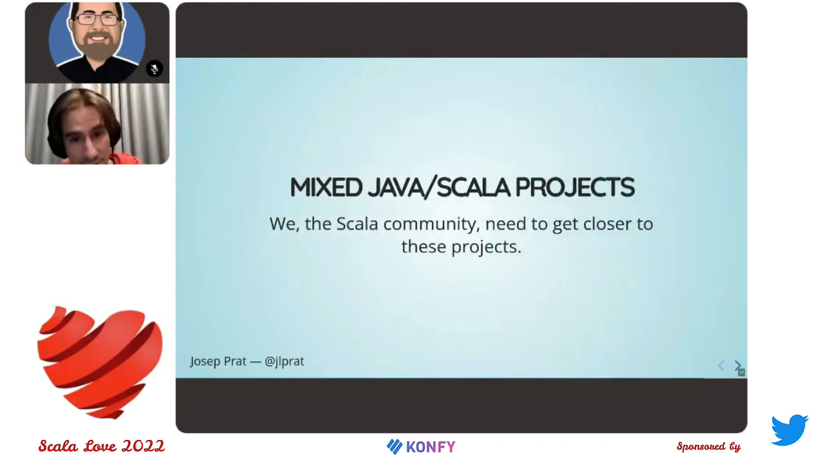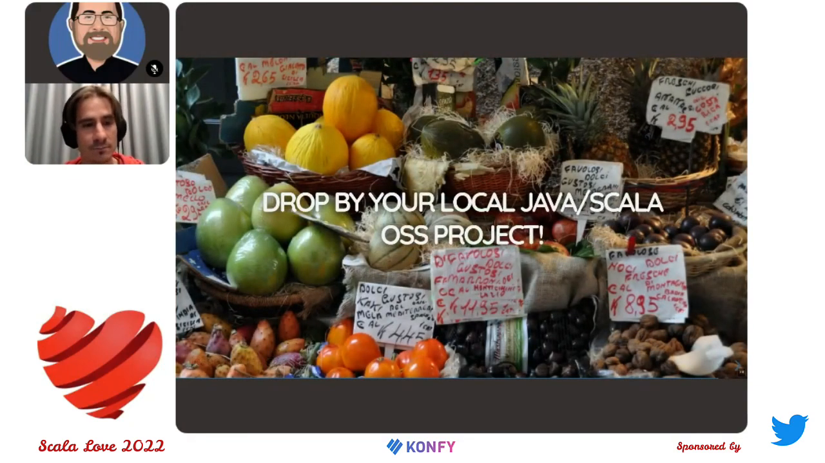And I want to have a word about these mixed Java-Scala projects. Those mixed Java-Scala projects coming to the Scala community might not happen. So maybe we should go to them. Maybe we should try to be closer to them, offer our help and support on those projects, and try to help on the Scala part of these projects. And that's my call to action for today. It's basically buy local. In this case, go to your local Java-Scala open source project and help.